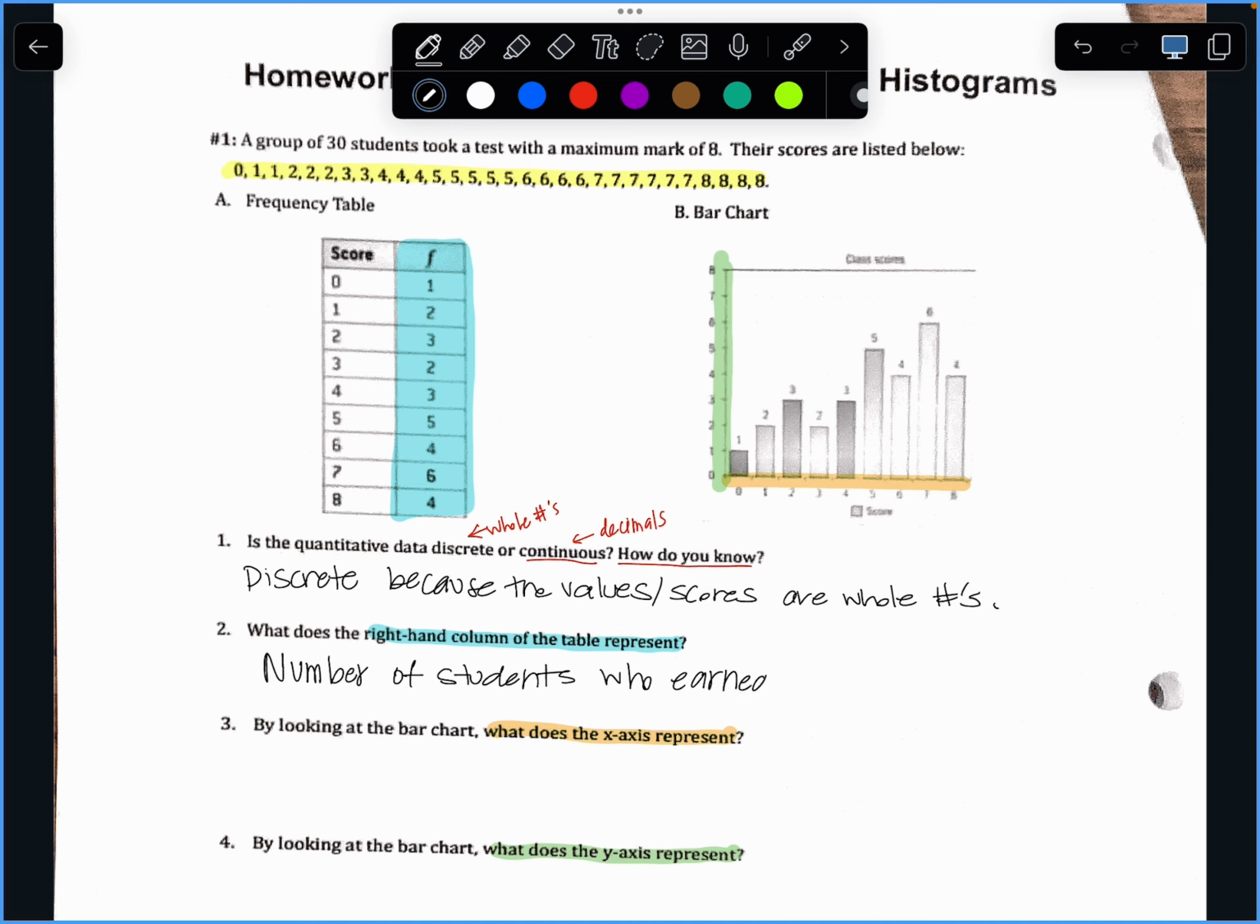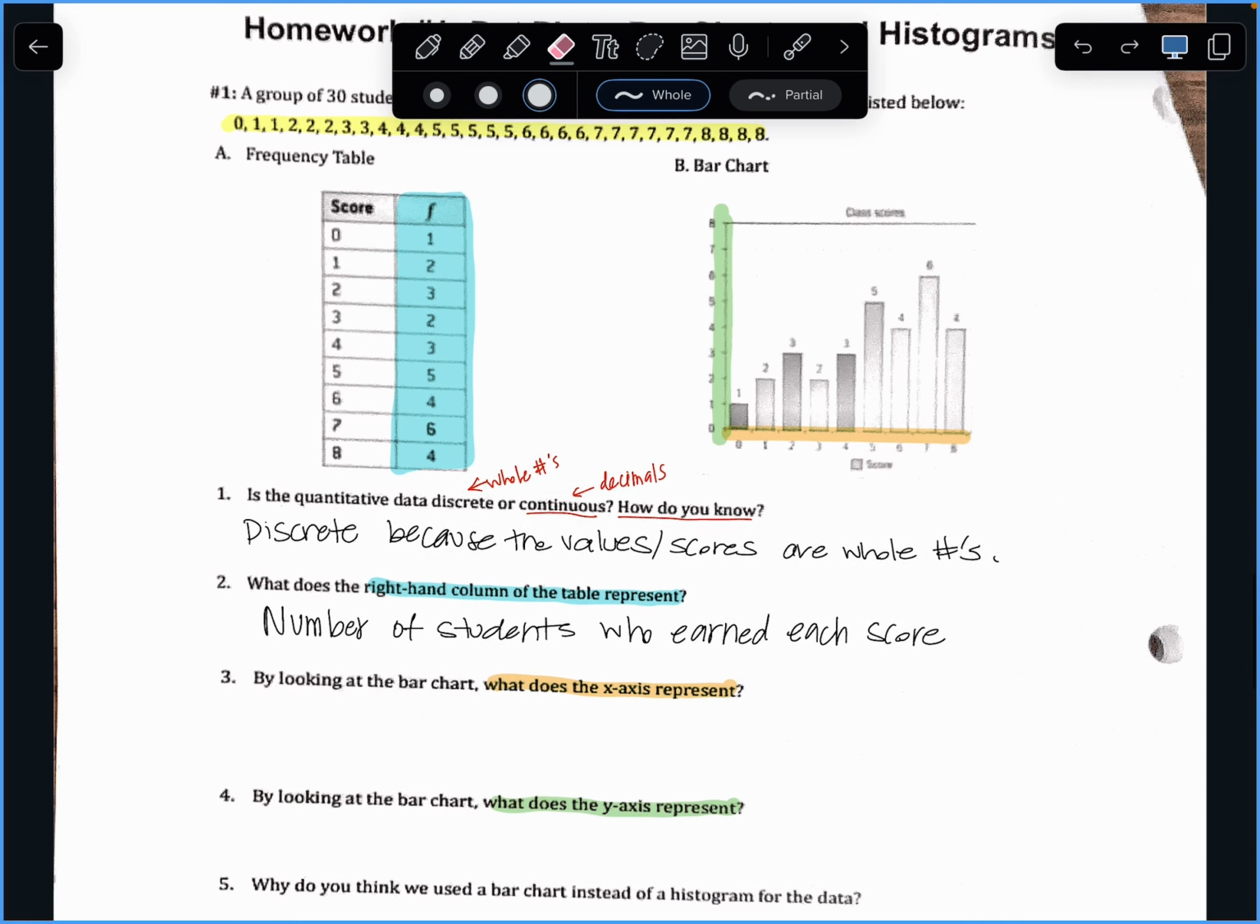Who earned each score. For example, if I put the word in, one student scored a 0. 2 students scored a 1. And you could write that word after the number to get like what you're talking about, okay? For the Y. Okay, does that make sense to everyone? Yeah.